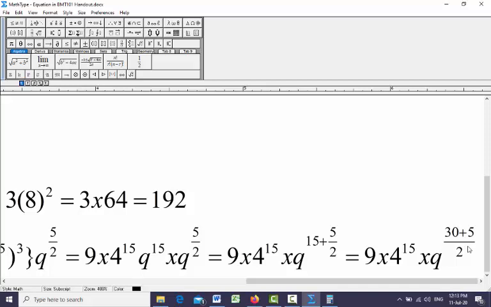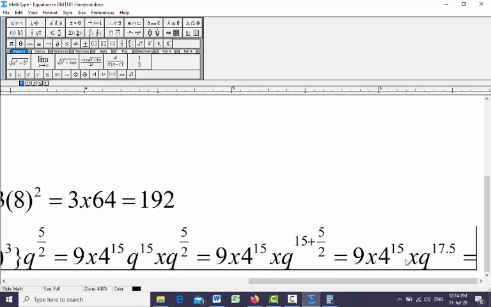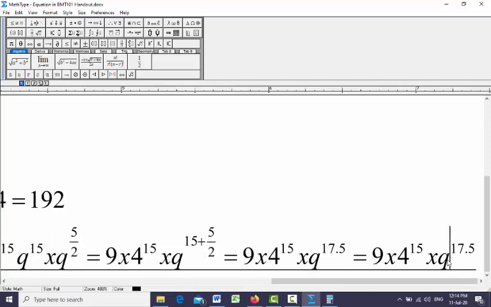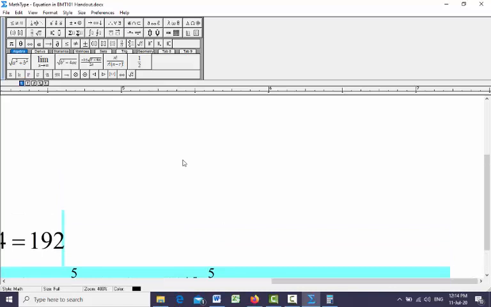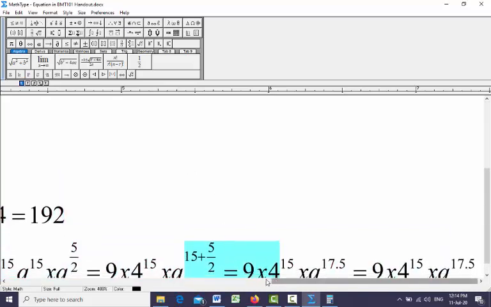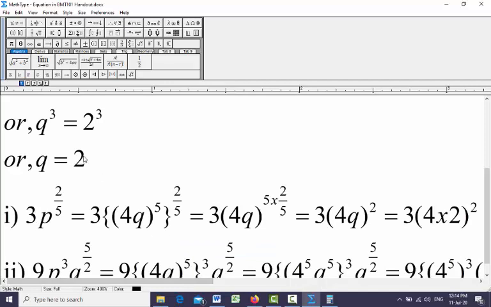Or in a simple way, you can write it like 17.5, right? Okay, so now what? Instead of q, the value of q is 2. So now we can replace the value of q there. So the value of q is 2.